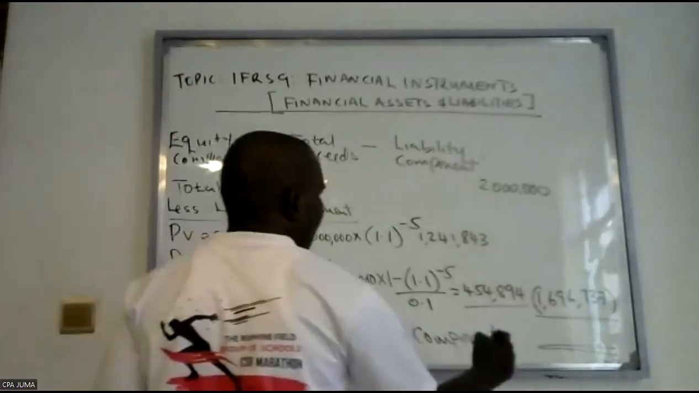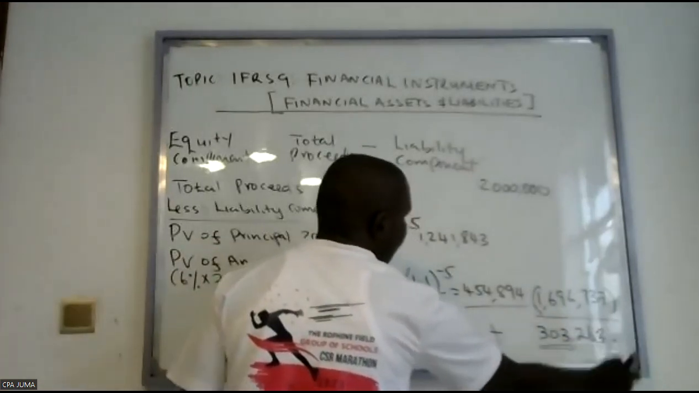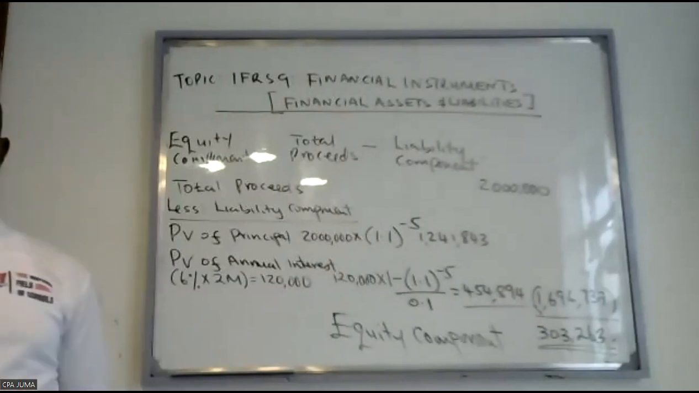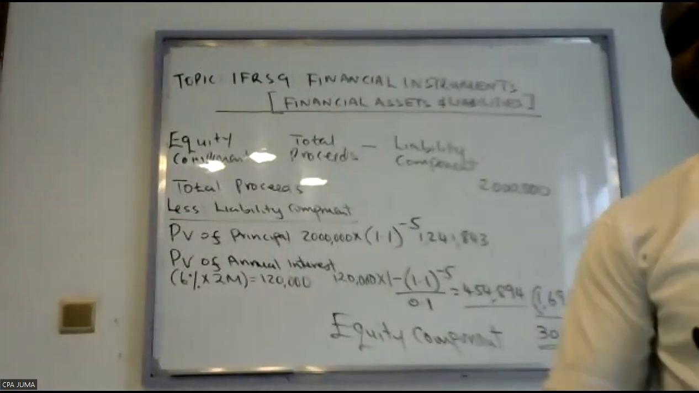$303, $263. Correct. So that is what they now recognize as capital in their financial statements. That is the capital they are placed through that. Which even makes sense.